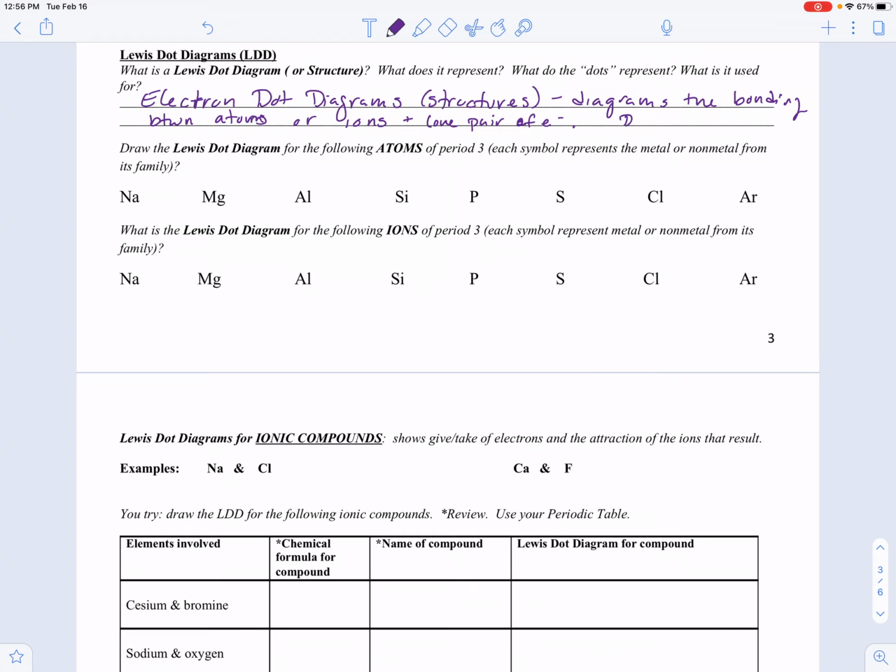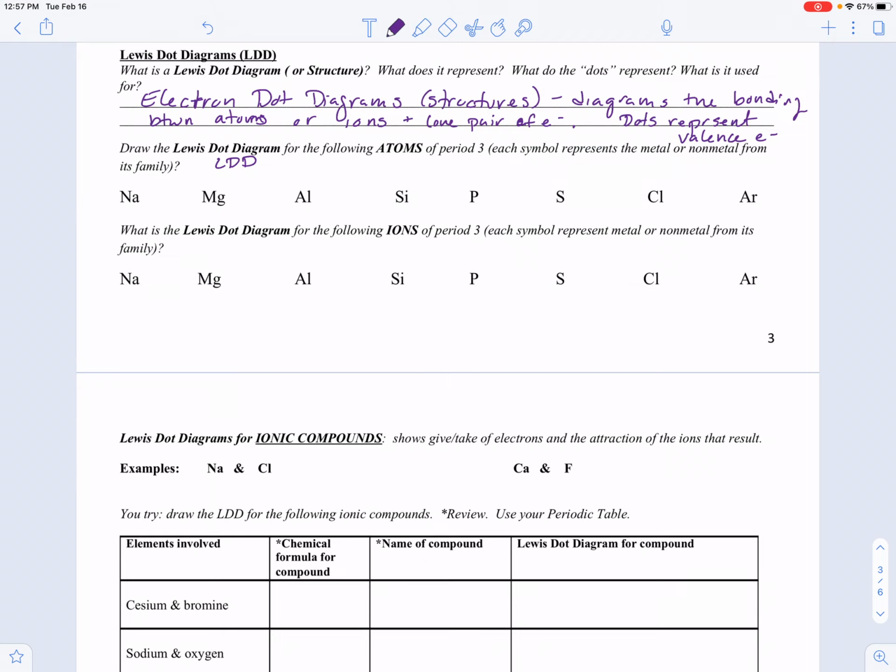The dots on our Lewis dot diagrams are representing valence electrons. So valence electrons are the electrons that are involved in all of our chemical bonding. So those are the only electrons we really need to depict. We do not depict our inner shell or our core electrons when drawing Lewis dot diagrams. I'll refer to these as LDDs in the future, just simply for ease of writing.